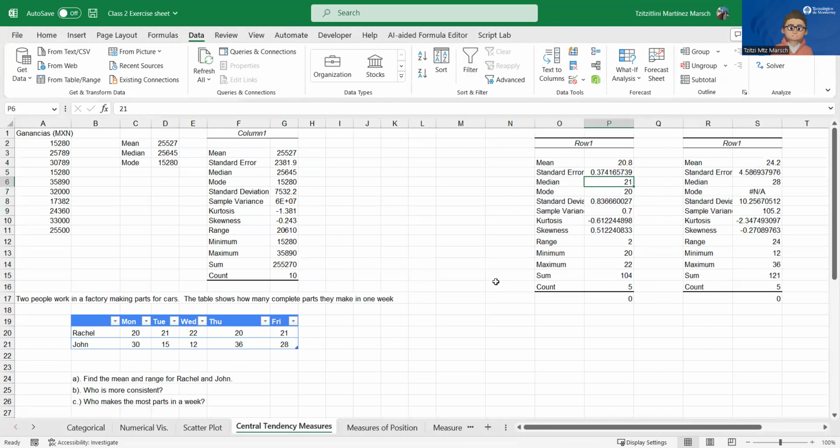So for the mean for Rachel and John, who is making more? Well, the mean actually tells us that the average of what Rachel, I'm going to go ahead and put Rachel here.